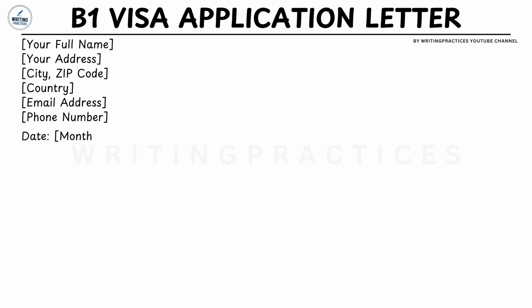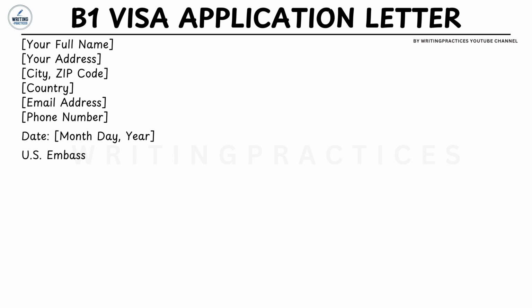Date, indicating when you're writing the letter. Next, include the date when you are writing the letter. This is important because visa applications are time-sensitive, and embassies process documents based on submission dates. A proper format to use is April 15, 2025, keeping it clear and professional.